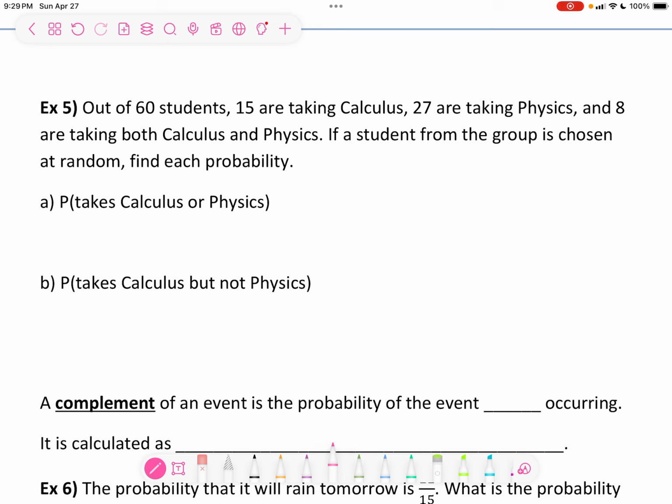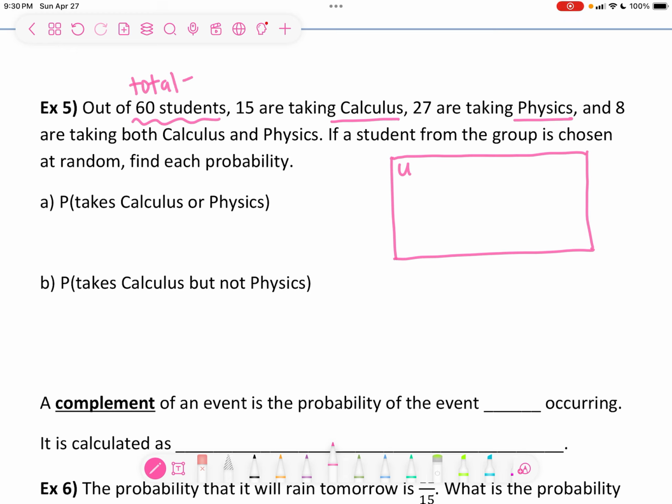When we do our Venn diagram, we are going to create it with our 2 circles, one for calculus, one for physics, and we're going to start in the intersection. We're going to start with what they have in common. So this box is for my universal set. Every number, the total, which is 60 students. This is my universal set.